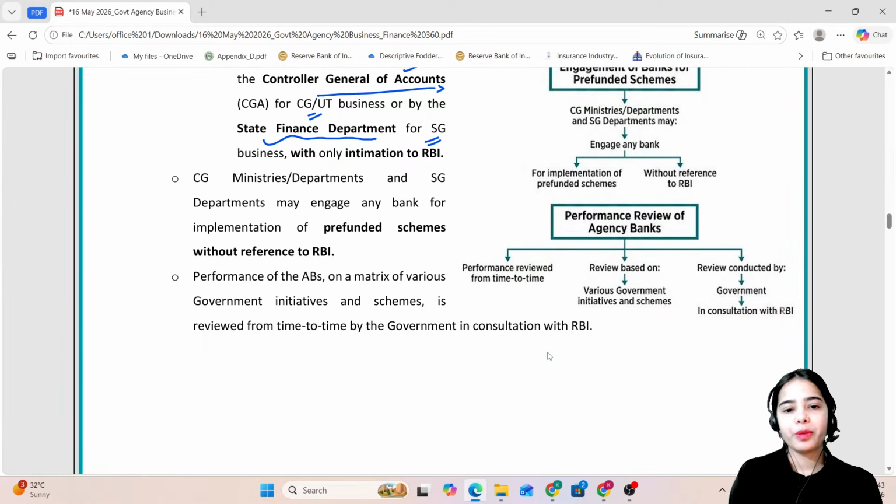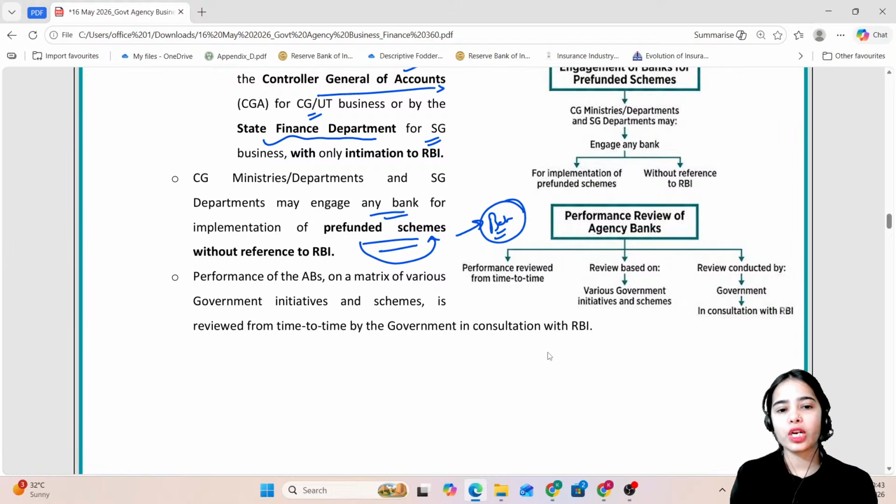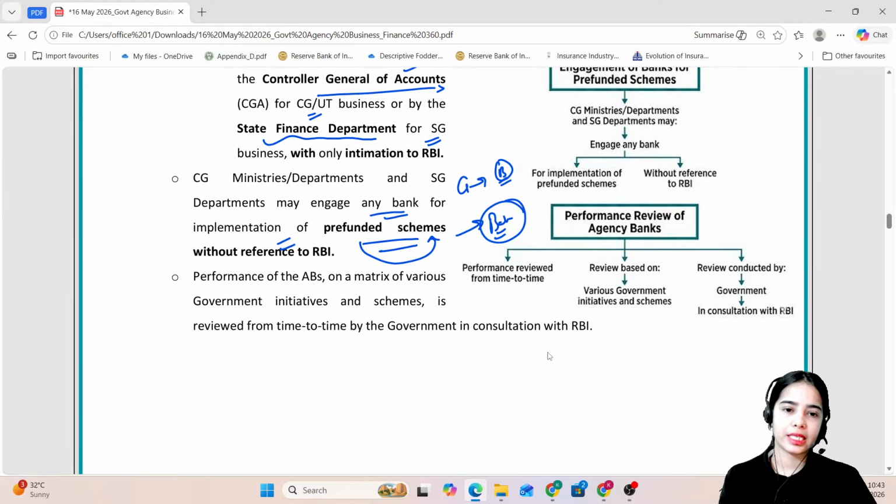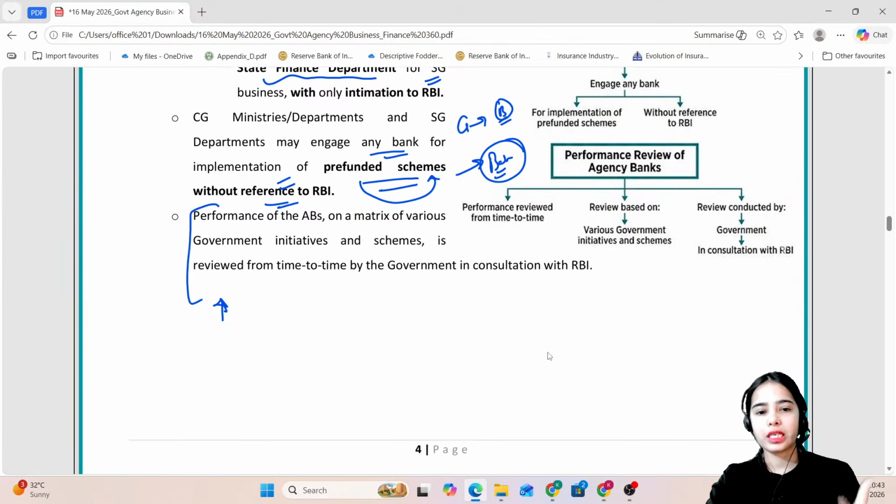Now, there can be pre-funded schemes. Pre-funded schemes means all the money has already been sent to the bank. So any bank can be chosen for implementation of the pre-funded schemes, because here the government has already given the money to the bank. So there is no problem in the flow of payments. In this case, any bank can be chosen without reference to RBI also. Performance of the agency banks will also be seen or reviewed.